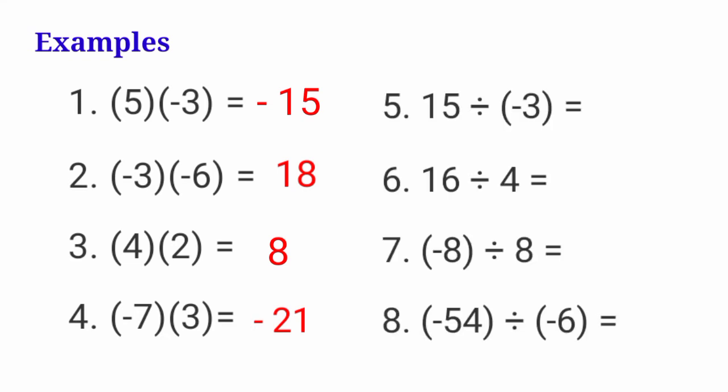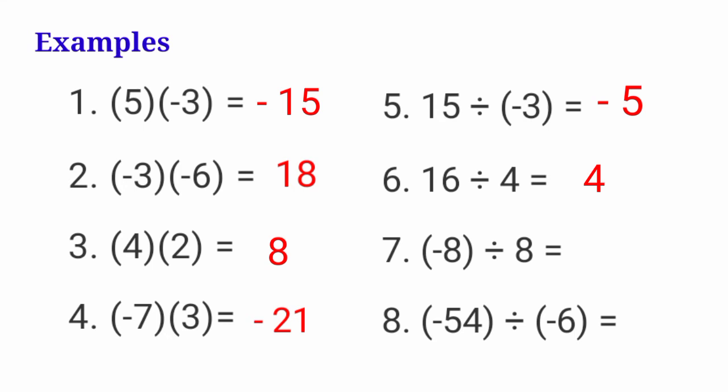Let's have examples on dividing integers. Number 5, 15 divided by negative 3. As you can see, we have here two different signs, one positive and one negative. Therefore, our expected answer is negative 5. Number 6, 16 divided by 4. This is like our usual division. Therefore, our answer here is positive 4.